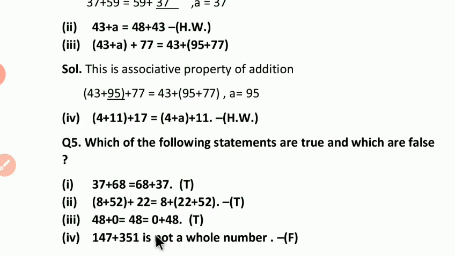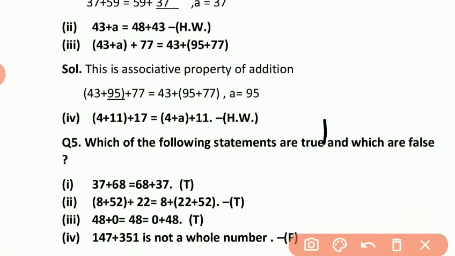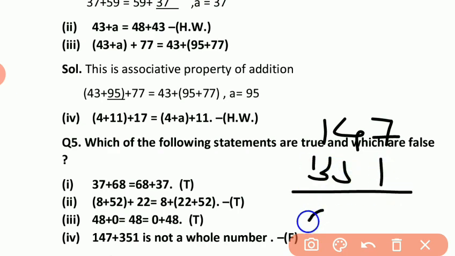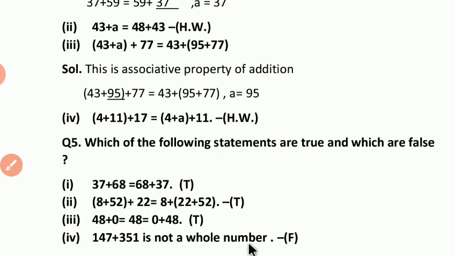The last one, 147 plus 351 is not a whole number. If we add 147 plus 351, what will be the answer? 498. And we know that 498 is a whole number, but here it is given that it is not a whole number. It means this statement is false. So if we add 147 plus 351, we will get a whole number only.